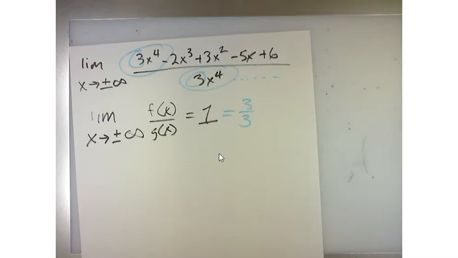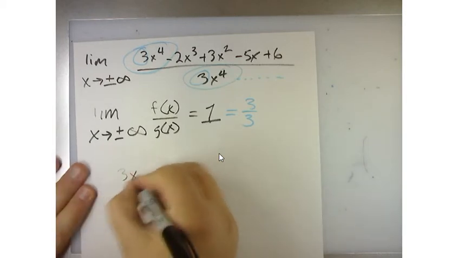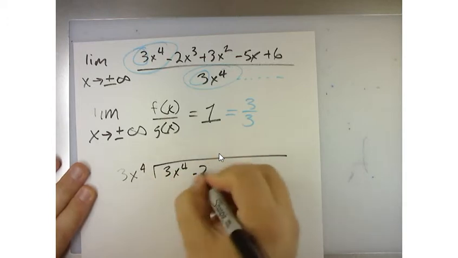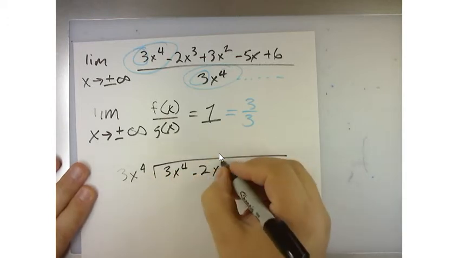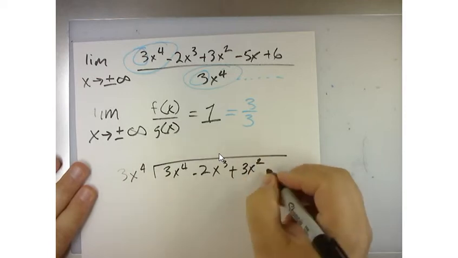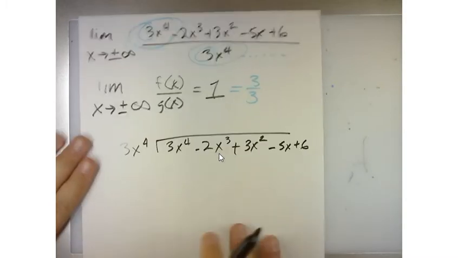Your textbook actually wanted you to confirm that algebraically. And so you could think of this as a division problem, like 3x to the 4th going into 3x to the 4th minus 2x to the 3rd plus 3x squared minus 5x plus 6. Now another way to look at that too is you could have done this.